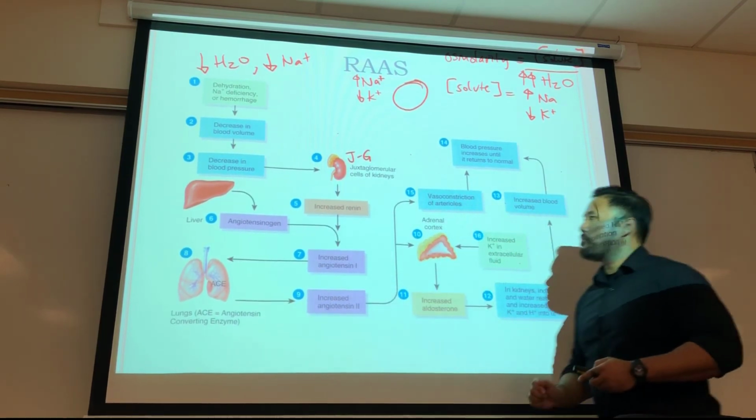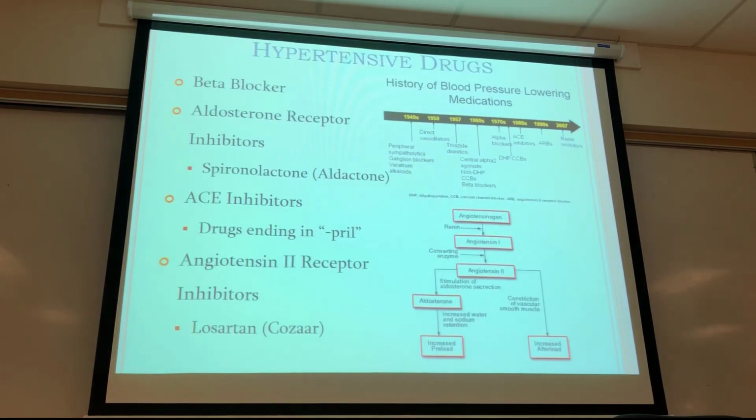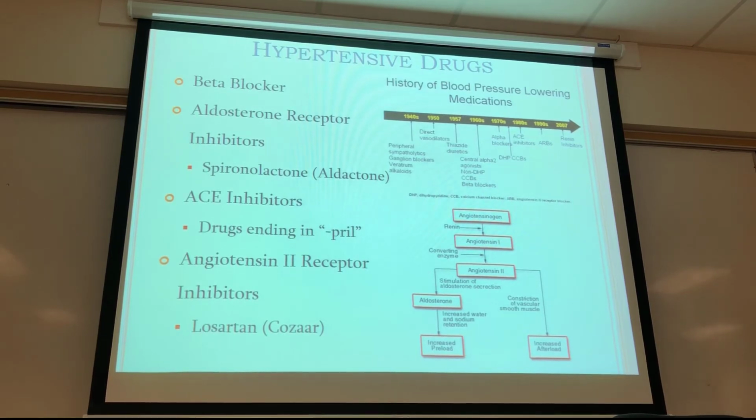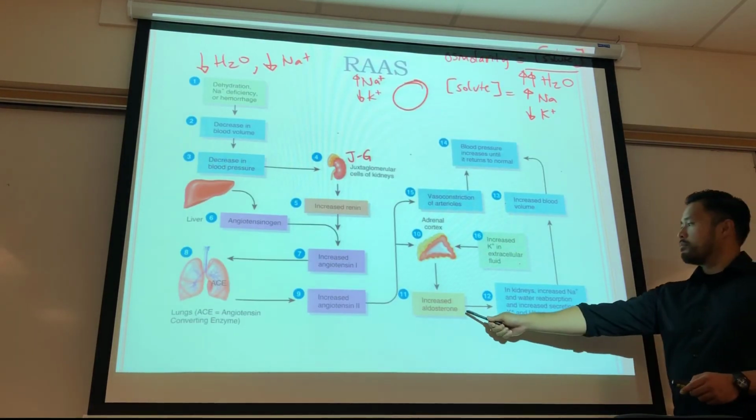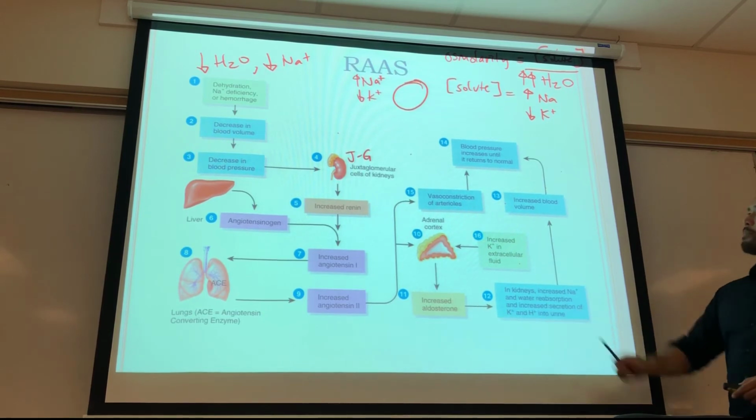Okay? That's not the only pathway. There are other pathways involved, other hypertensive drugs. There's beta blockers, as I mentioned, which works on the autonomic pathways. We have aldosterone receptor inhibitors. Common drug on here is aldactone, also known as spironolactone. And that specifically works in blocking aldosterone. Okay, so that blocks it right back in the kidneys.